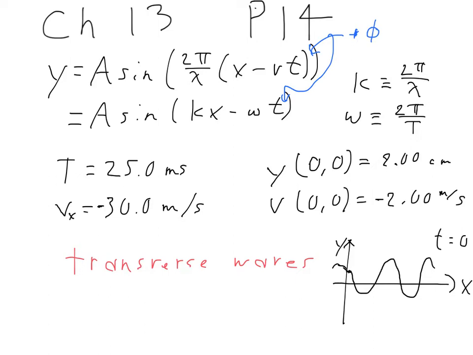Well, again, we can say how the y position at 0, 0 is going to equal A times sine of, and if we plug in zeros for our expressions here, we're just going to get sine then of our phase constant, whatever that happens to be.